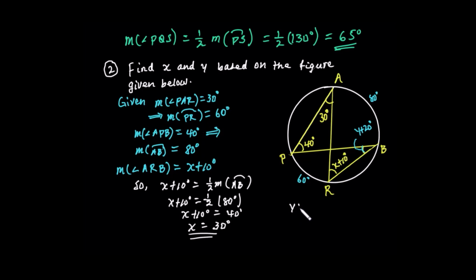So y plus 20 is equal to half of the measure of arc PR, which is 60 degrees. Half of 60 is 30 degrees. So y is equal to 30 minus 20, which is 10 degrees. So we found x and y, which is what the question asked, find x and y.